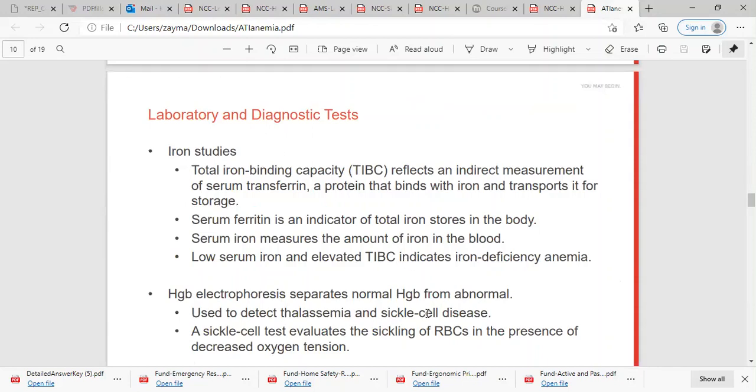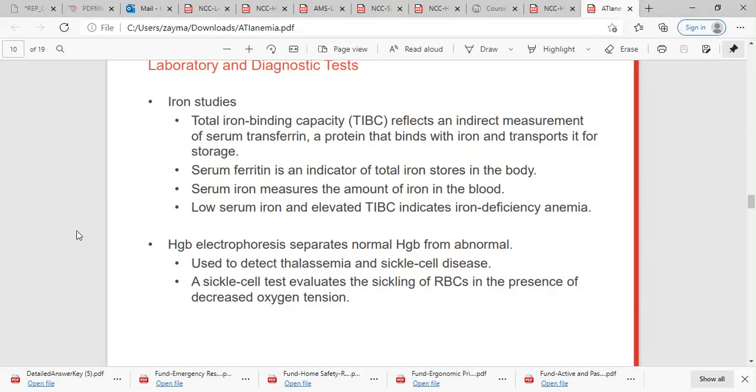Now, when we're looking at iron, you have your TIBC, which is your transferrin. It tells you the amount of space available and the protein available to bind to iron. If we have low counts of iron, then our iron binding capacity is going to be high, because we're going to have extra space available for iron to be transported, and we just have no iron. Ferritin shows you the iron stores. So in iron deficiency anemia, you will see low serum iron and elevated iron binding capacity, right?